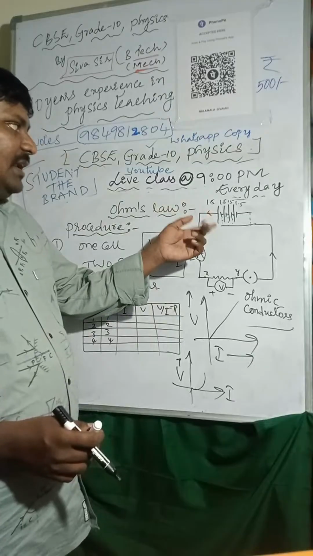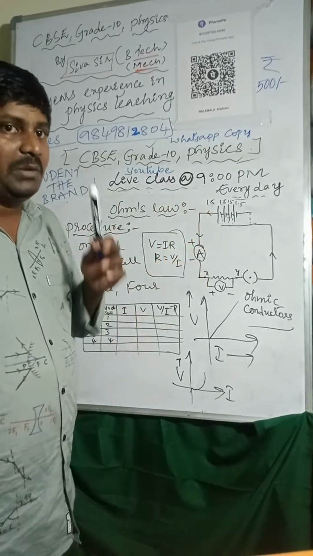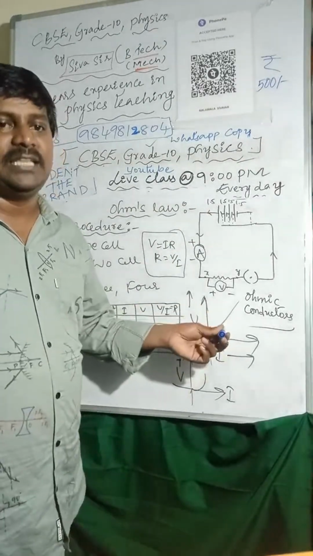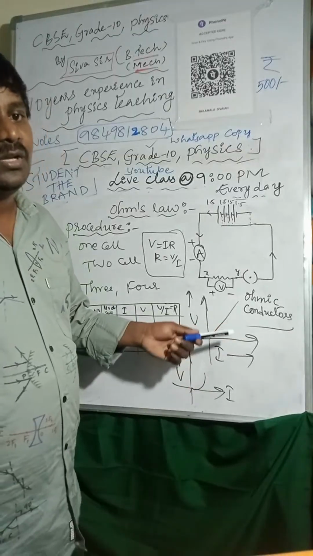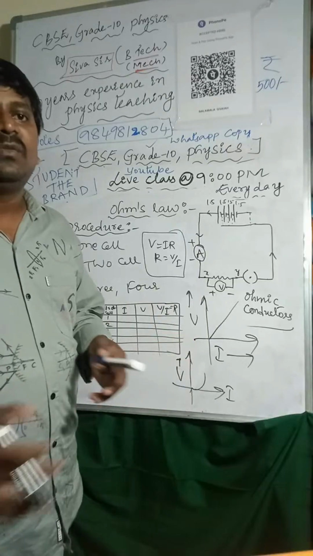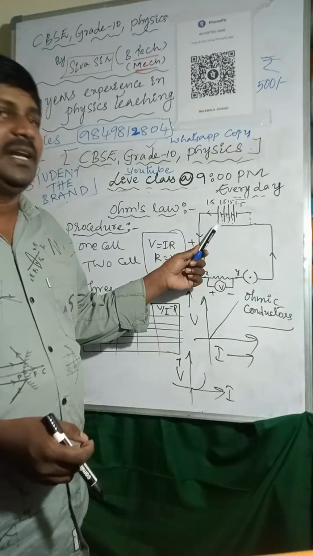So two cells connect. That is the reason each and every time you have to connect the cells. And one more question: what is the reason behind that? The graph is linear. The graph is starting from the origin, right? Why is it starting from the origin? What is the reason? Because first we are connecting the one cell.